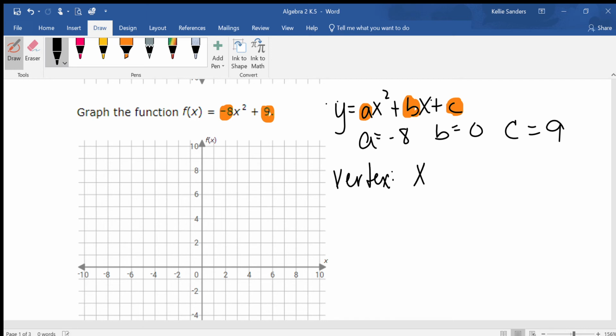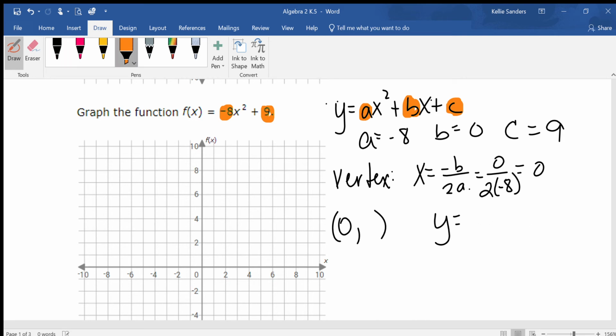To find the vertex, we have to find x, and to find x, we do opposite b over 2a. So opposite b is 0, so the opposite of 0 is 0, over 2 times negative 8. If 0 is on top, then 0 is what you got. So I'm halfway finished with my vertex, but I have to find y.